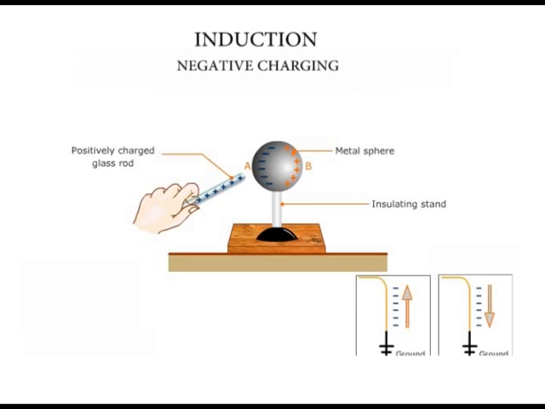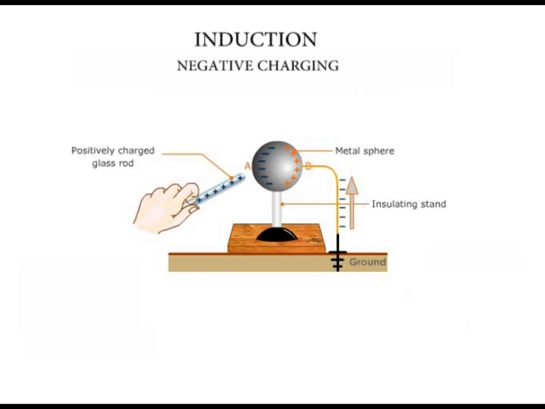What do you think will happen if we ground the metal sphere? Will the electrons flow from the ground to the sphere, or will the electrons in the sphere flow to the ground? Well, if you thought this, then you're right. If we ground the metal sphere, electrons flow from the ground to the metal sphere and neutralize the positive charges. Keep in mind that the positive charges never flow.